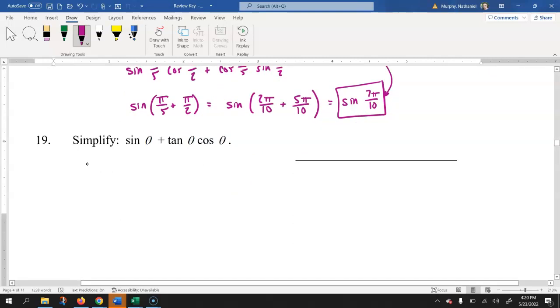Let's look at number 19. We have to simplify this: sine of theta plus tangent of theta times the cosine of theta. Let's see what we know. Remember, the tangent of theta is the same as sine over cosine. Let's see if that helps me at all.